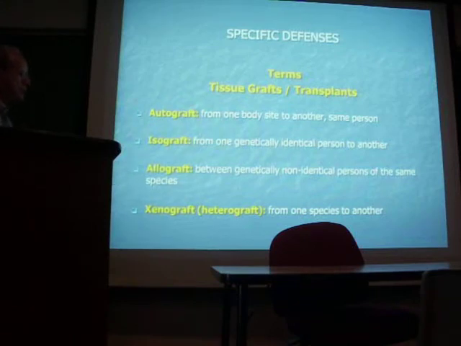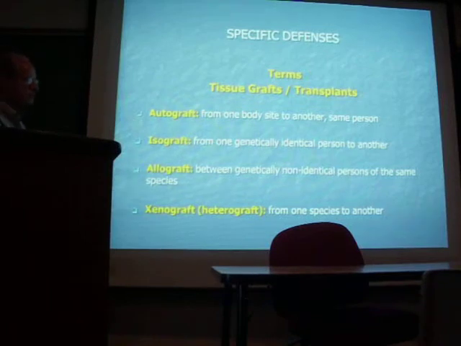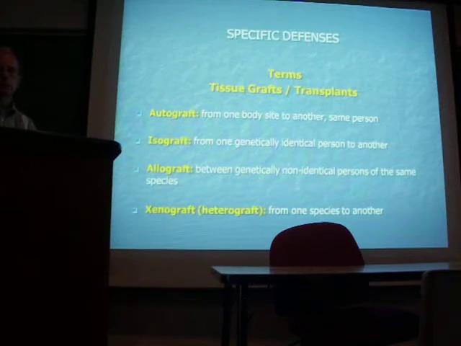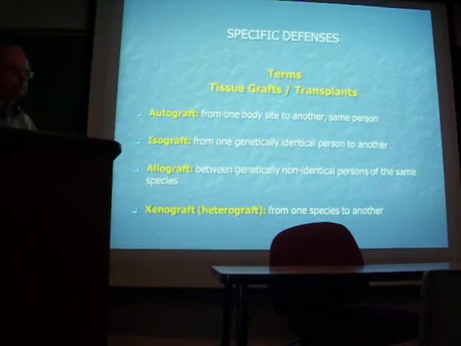An allograft is another word for homograft. This is a transfer of tissue between genetically non-identical persons of the same species. For example, your kidney transplant is that. Someone who has extensive burns who needs temporary coverage, we can go to a skin bank and get cadaver skin as a temporary coverage. So it's transfer of skin from one human to another human.